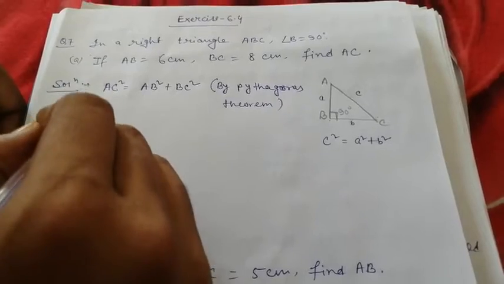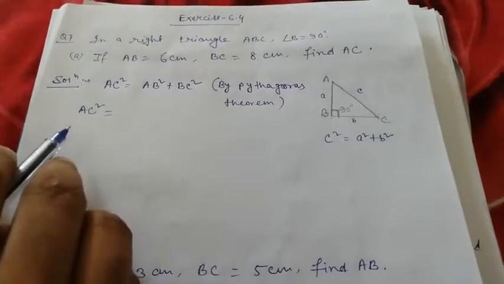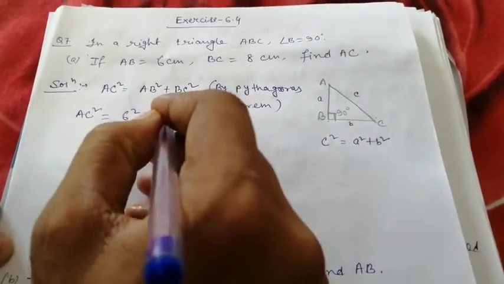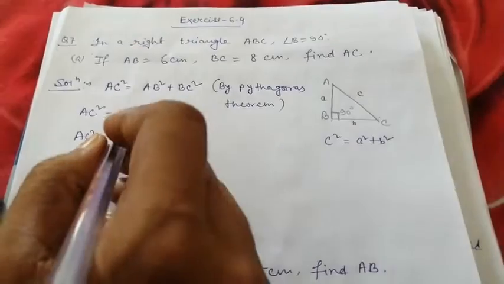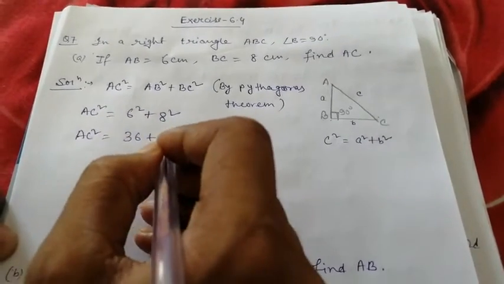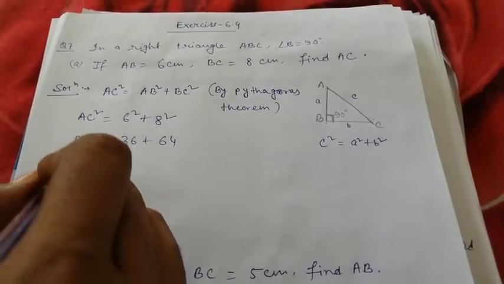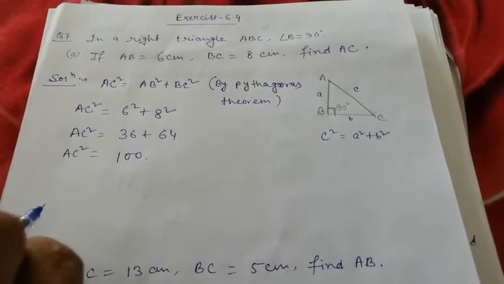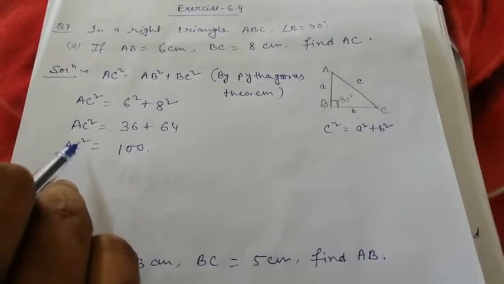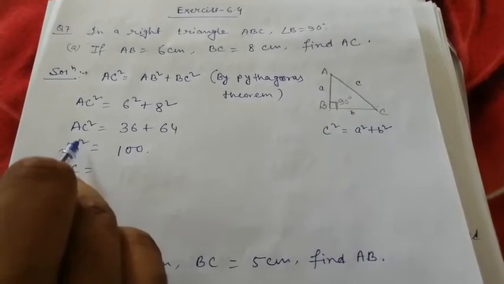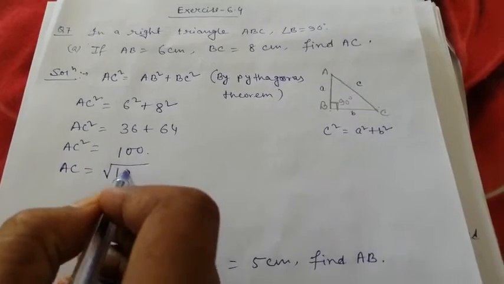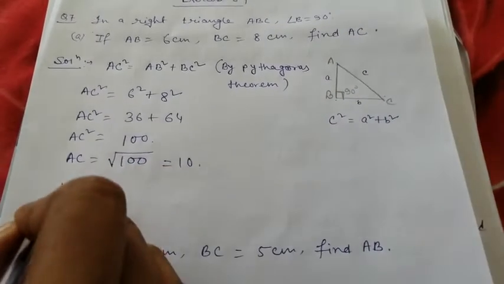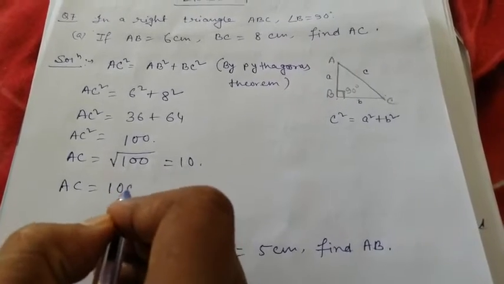Now AC we don't know, we have to find out. Write down as it is. AC square, AB is equal to how many? 6 square. BC is equal to how many? 8 square. So AC square is equal to 6 square, meaning 36, 8 square meaning 64. So AC square is equal to 36 plus 64, which is 100. Now this square, as I told you yesterday also, we have to convert into square root of 100. What is the square root of 100? All of you know, it is 10. So AC is equal to 10 centimeter.